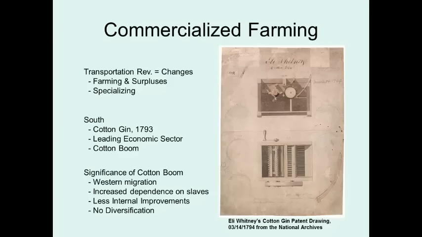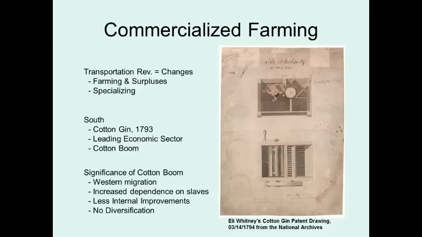In the South around this time, another gigantic change happens. Prior to the 19th century, they are not growing cotton in the South. Instead, they are growing mostly tobacco and rice. Now, the reason they're doing that is because there's actually two different types of cotton. There's something called short staple cotton and long staple cotton.